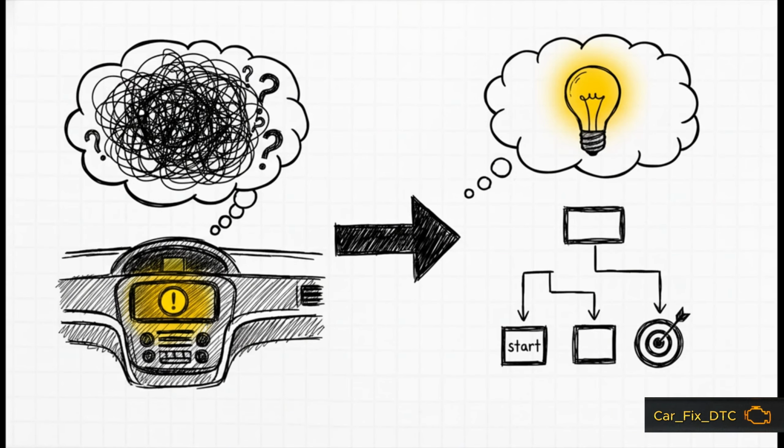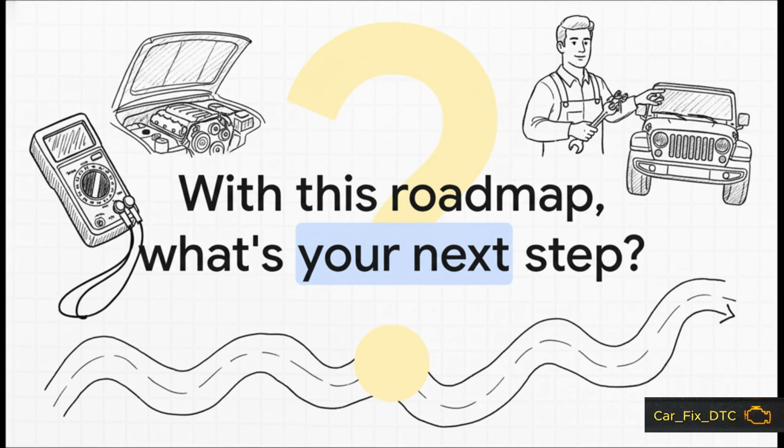And just like that, we've broken it all down. What started out as just a confusing, annoying code on your dashboard is now a clear problem with a logical path to a solution. You're not in the dark anymore. You're actually equipped with the right information to move forward. So this all leaves you with one final question. With this roadmap in your hand, what's your next step? Are you the type to grab a multimeter and start diagnosing it yourself? Or are you going to take this knowledge to your mechanic for a much more productive, informed conversation? Either way, you are now in control of the situation.